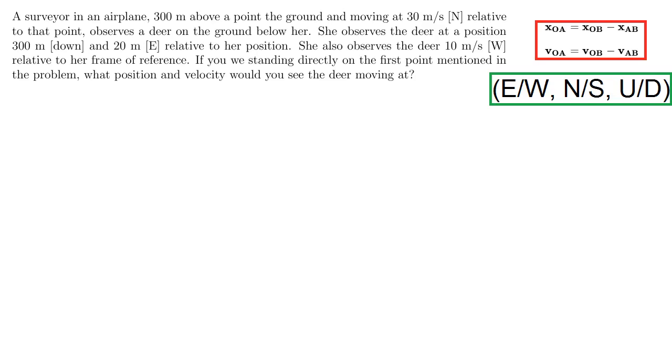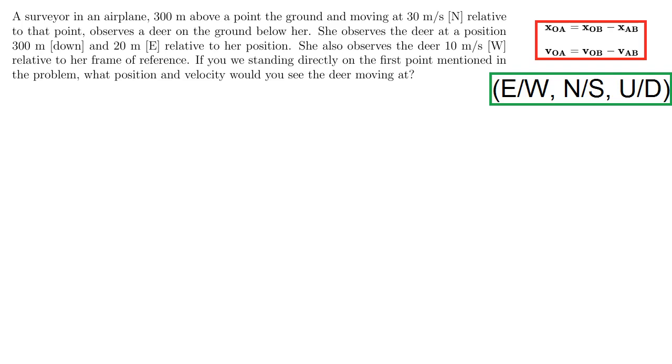So for this example, we're going to go through some relative velocity transforms. Boxed off in red there, you'll see the principal transformation equations for both positions and velocities. And underneath that, boxed off in green, you'll see the three-dimensional Cartesian coordinate system we're going to use. Our x is going to be east and west, our y is going to be north and south, and our z is going to be up and down.